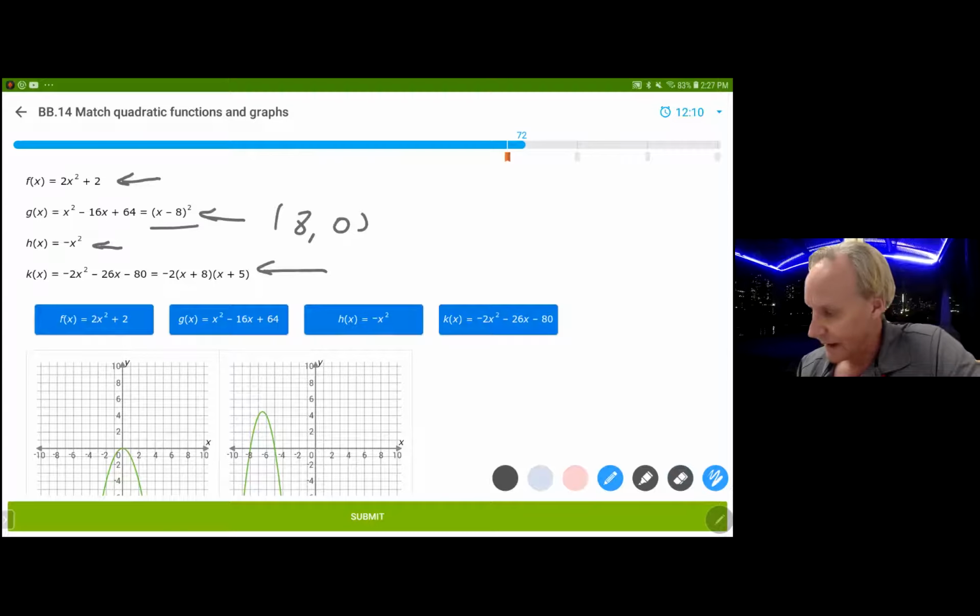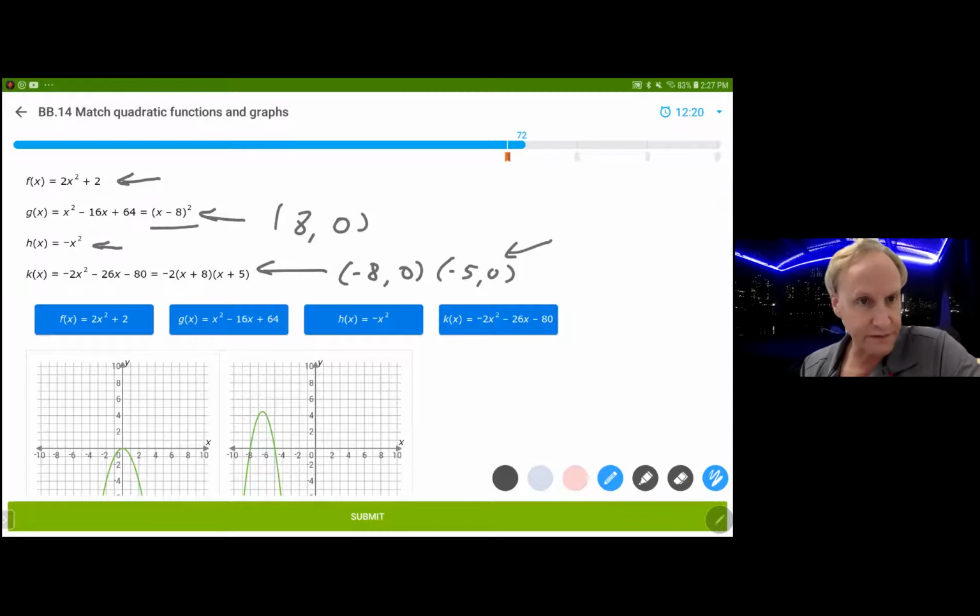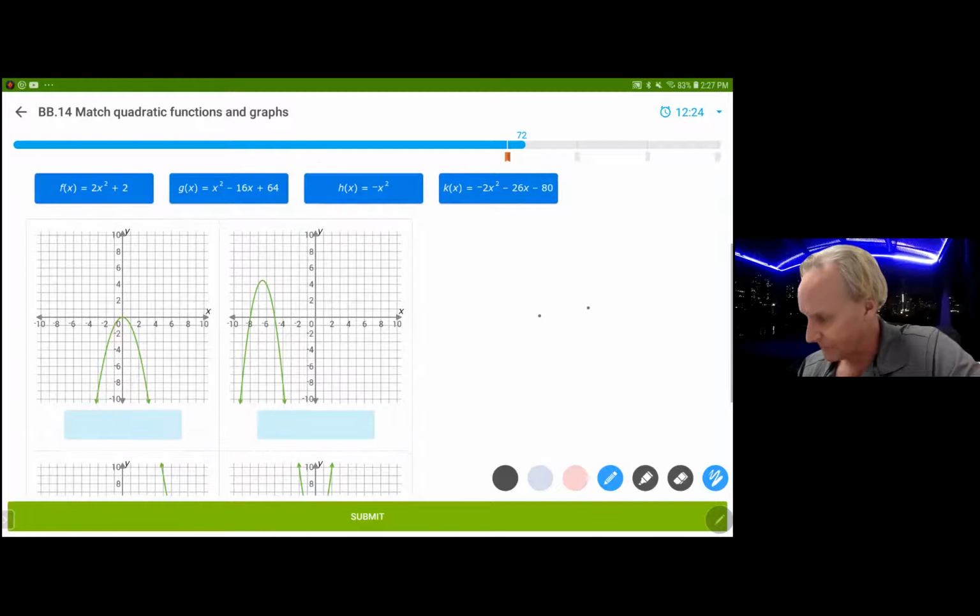And this one has zeros at -8, -5. We write the point like that. We call these roots or zeros, and they're on the x-axis. So lots of stuff going on. Let's go ahead and take a look at them all.